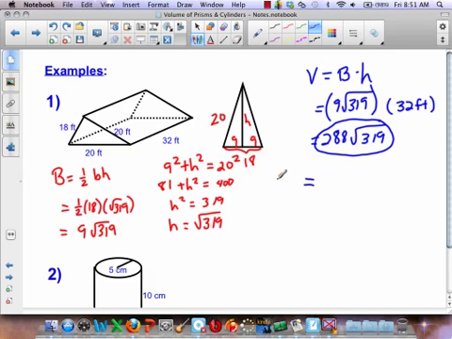So what do we get? And then our unit should be feet what? Feet cubed. Volume is always cubed. All right, questions on number 1.